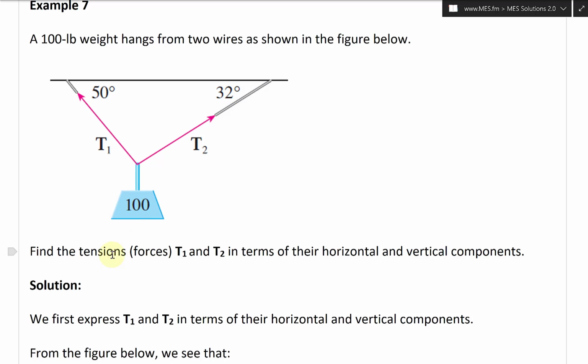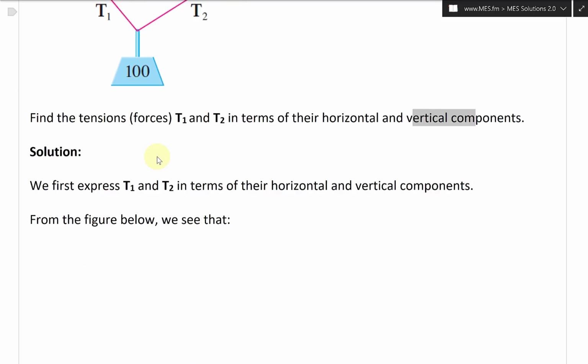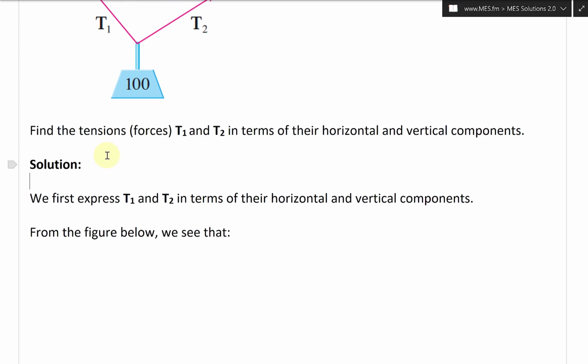And we're asked to find the tensions or forces. Tension is just being pulled, so this is being stretched apart. And yeah, T1 and T2 in terms of their horizontal and vertical components. So these T1, T2 are vectors. They have both a magnitude, the force in pounds or newtons, and they have a direction. This one's directed to the right. This one's directed to the left at these angles, 50 and 32 degrees. All right, so let's take a look at the solution.